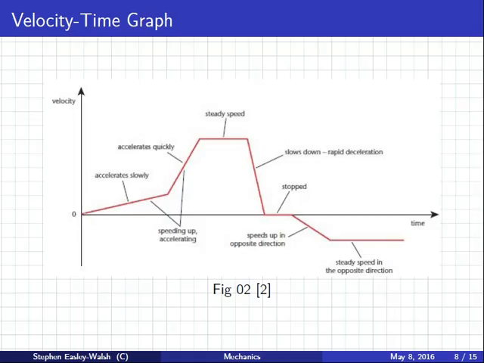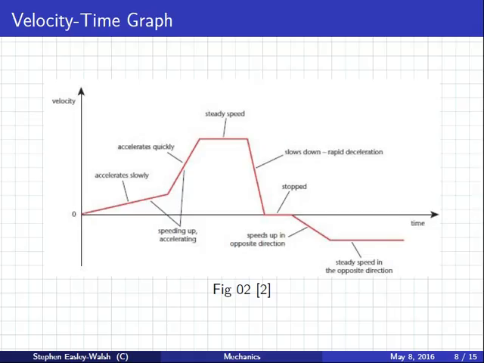So this velocity time graph tells a story of the motion. Okay? So you can see here the car is going quite slow, maybe because the car is driving on a normal road, and then when it gets on the motorway, it quickly speeds up, for example.